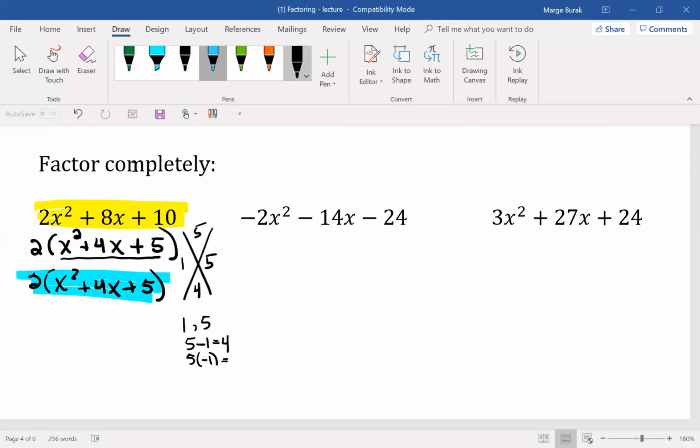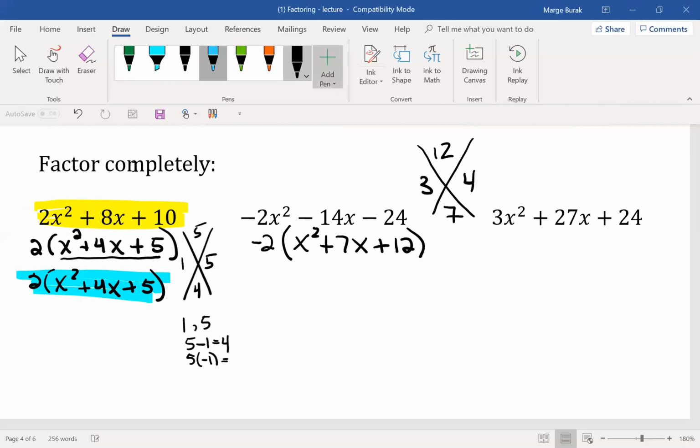Oh, look, the first term is negative, so I'm going to take out -2, and I'm left with x squared plus 7x plus 12. And now I'm going to look and see if I can factor that inside trinomial with a 12 and a 7. And if they're both plus, so are these. And sure enough, it works. So I've got a plus plus, which means I have x times x, 3 times 4, plus plus, completely factored, yes. By the way, we can always multiply these out to check them.